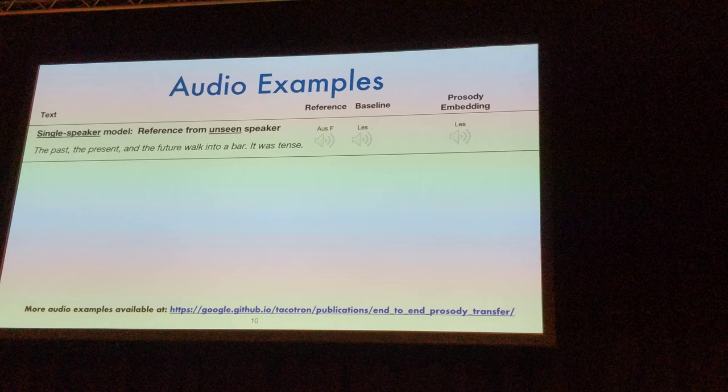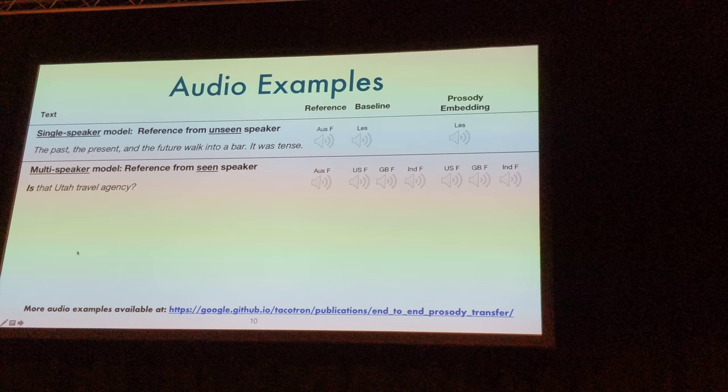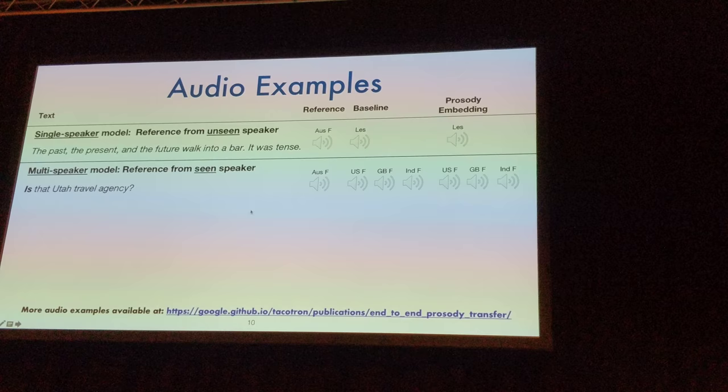Now let's do another. This is from the multi-speaker model. A reference is from a scene, a different speaker in the same data set. The stress in the reference is on the first word. Is that Utah Travel Agency?